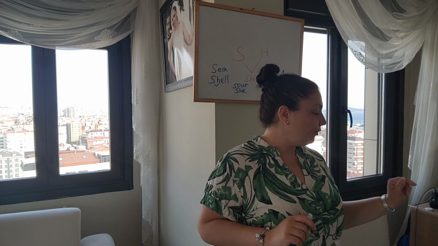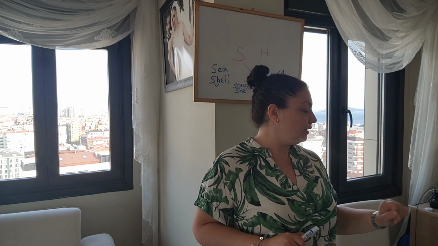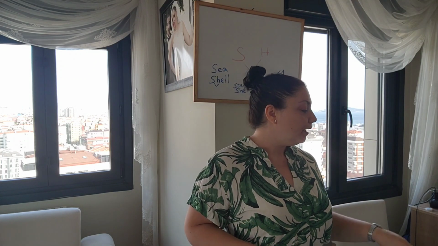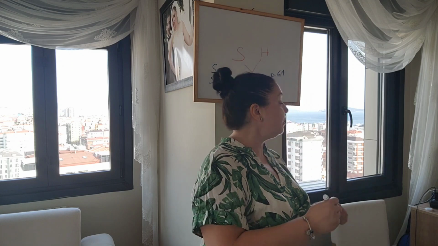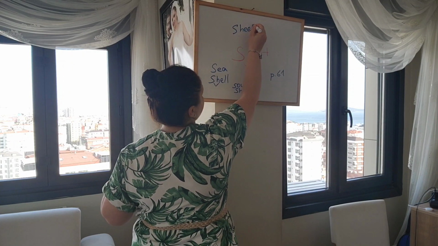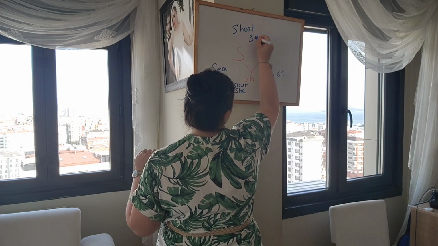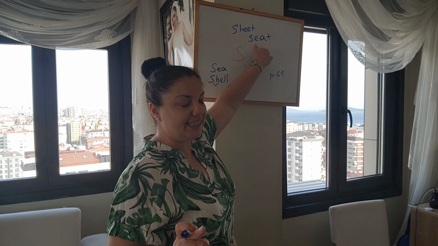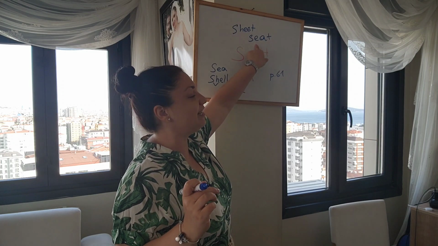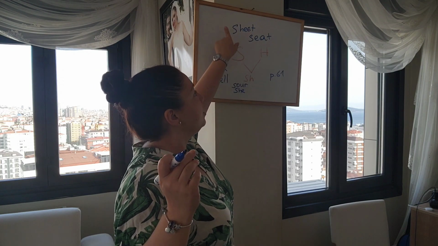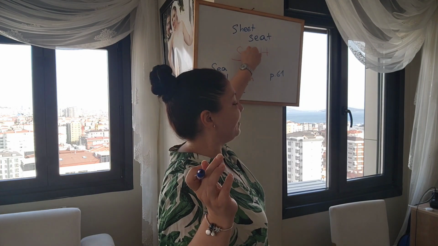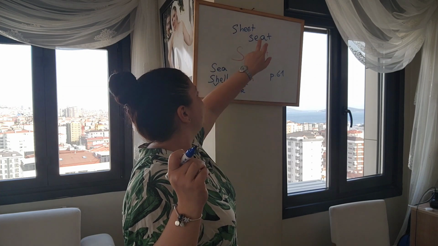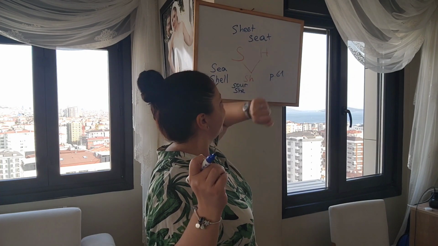Let's read some contrast sentences. Start with reading the first sentence. She went to see the world. Sue is wearing a blue shoe. There is a sheet on my seat. Look here. Sheet on my seat. Sheet and seat. Repeat after me. Sheet and seat. Sheet. Sheet and seat. Seat.